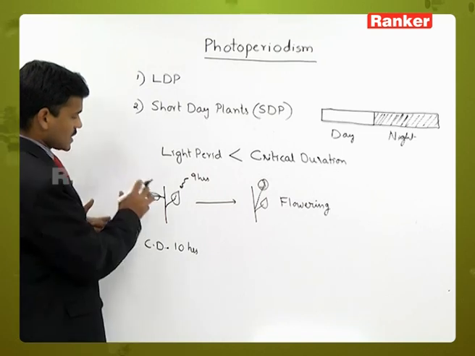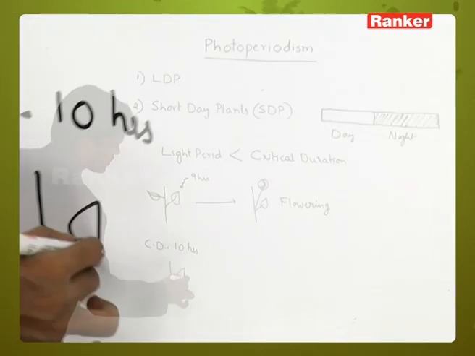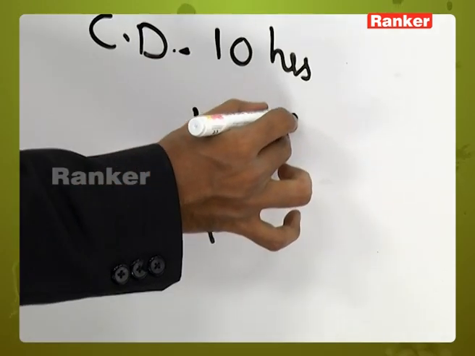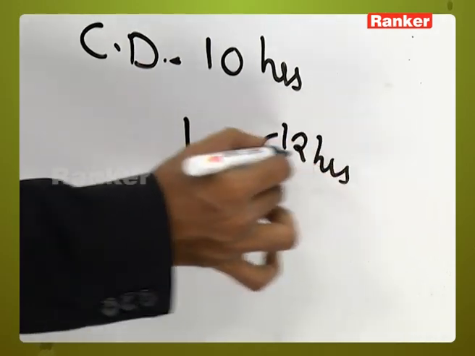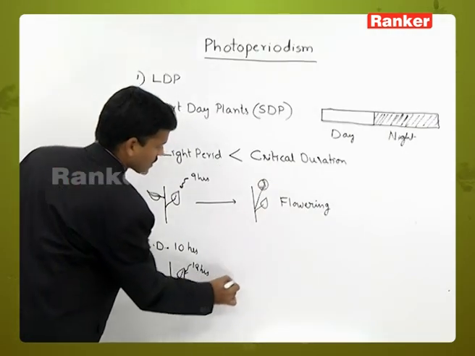And next, another plant of the same species. When it is exposed to 12 hours of light, no flowering occurs.